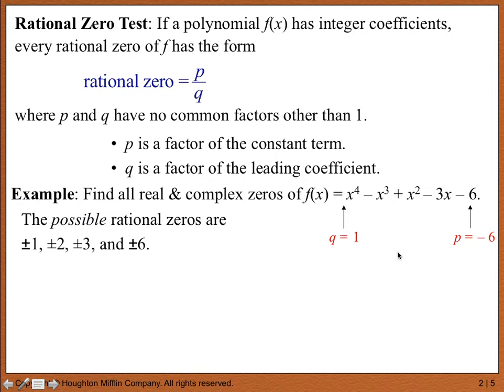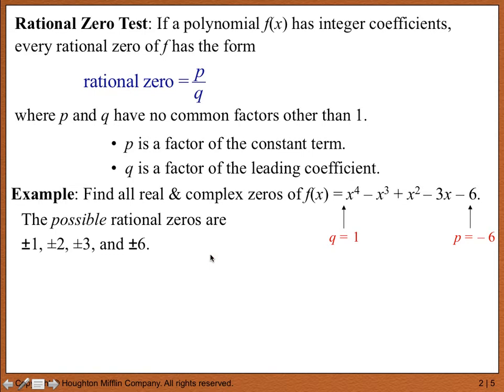They're all the different p over q combinations. So plus or minus 1 would be the same as 1 over 1. Plus or minus 2 would be the same as positive 2 over 1 or negative 2 over 1. Plus or minus 3 would be the same as 3 over 1, negative 3 over 1, etc. Because all my different p's are 1, 2, 3, and 6, plus and minus of all those, and my different q's is just 1, and so that makes it simple.